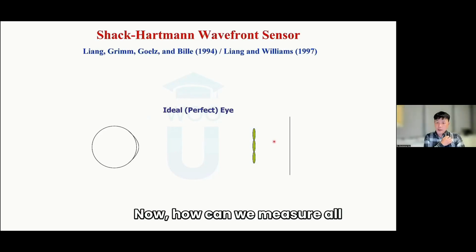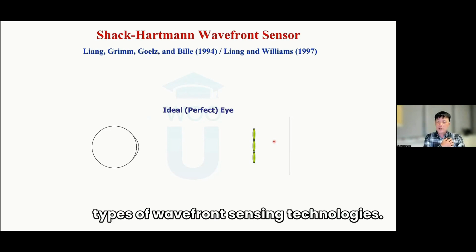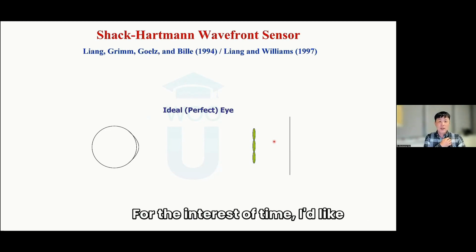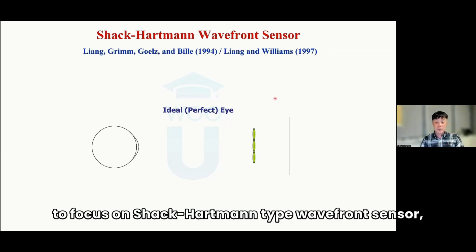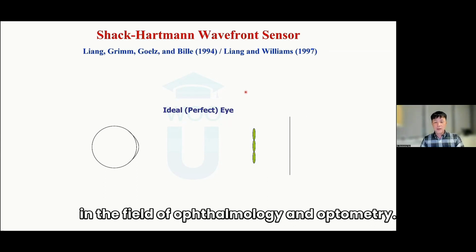So now, how can we measure all these different types of aberrations? There are a couple of different types of wavefront sensing technologies. For the interest of time, I'd like to focus on the Shack-Hartmann type wavefront sensor, which has been the most popular aberrometer in the field of ophthalmology and optometry.